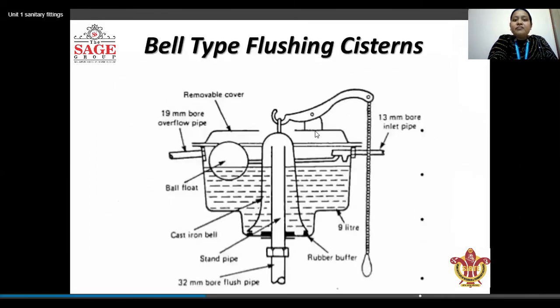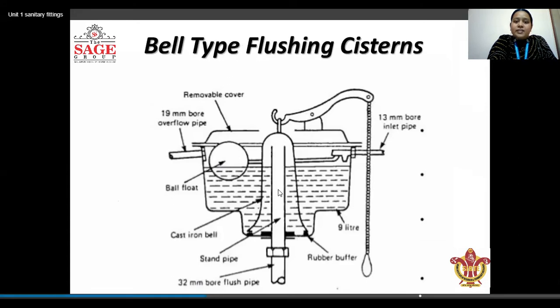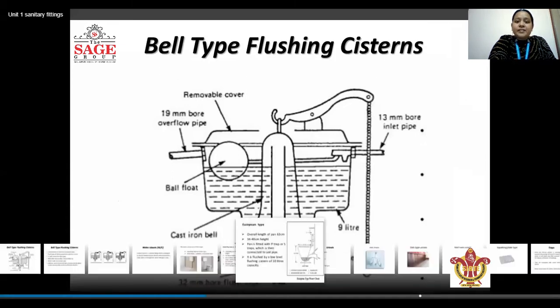That is the well-defined diagram of the flushing system of the bell type. In the bell type flushing system, there is a chain. You have to pull this chain, and the door is opened, and the flushing tank removes the water from that pipe. That is the bell type flushing system.